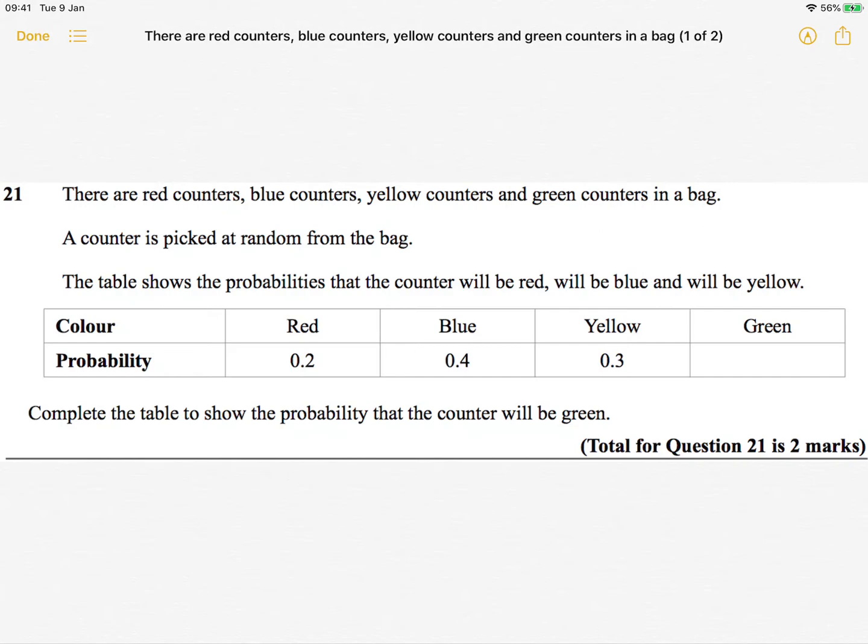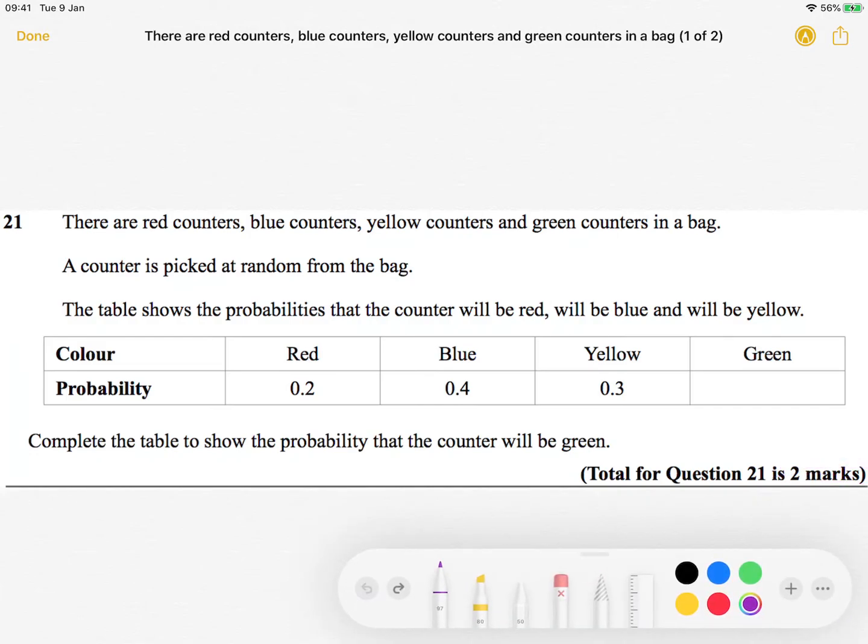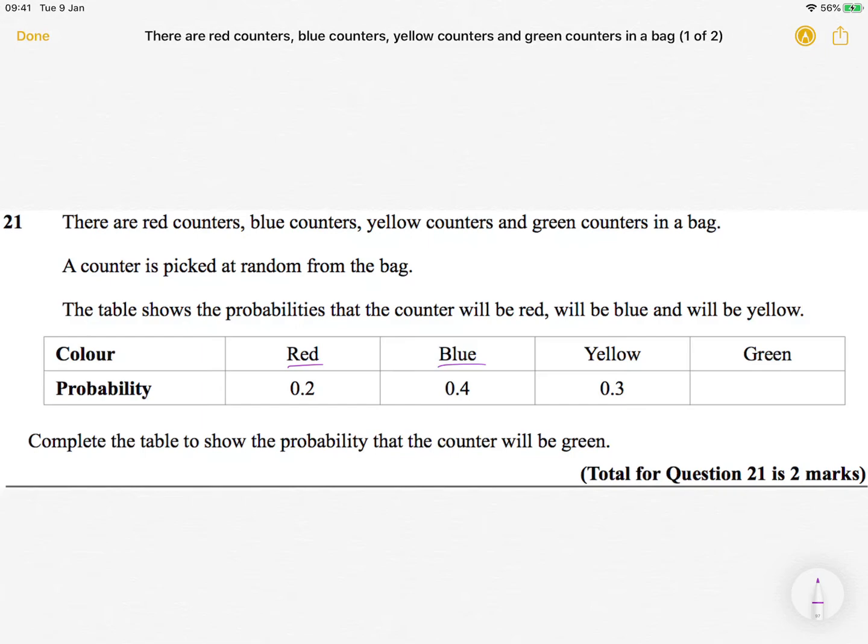The important thing to do is show your working here. Look, it's 2 marks. Those 2 marks mean that 1 mark's going to be for your working, 1's going to be for your final answer. So there are red, blue, yellow counters and green counters in a bag. That's what this table's showing. A counter is picked at random from the bag. The table shows the probabilities that the counter will be red, blue, and yellow. Complete the table to show the probability that the counter will be green.